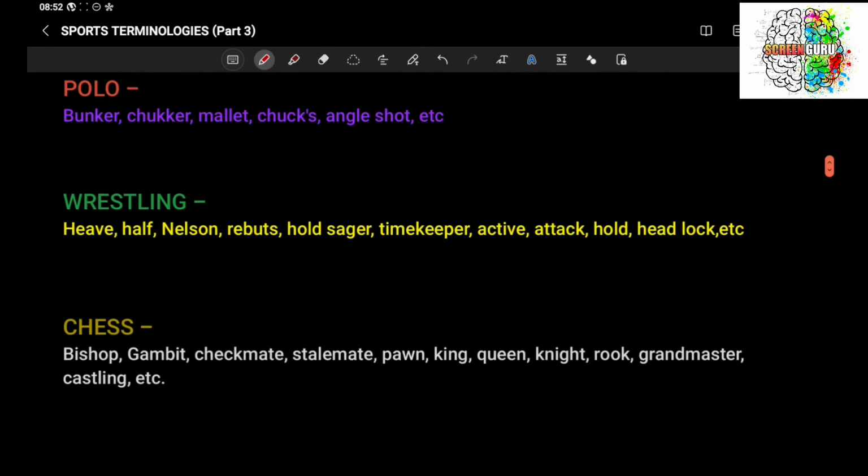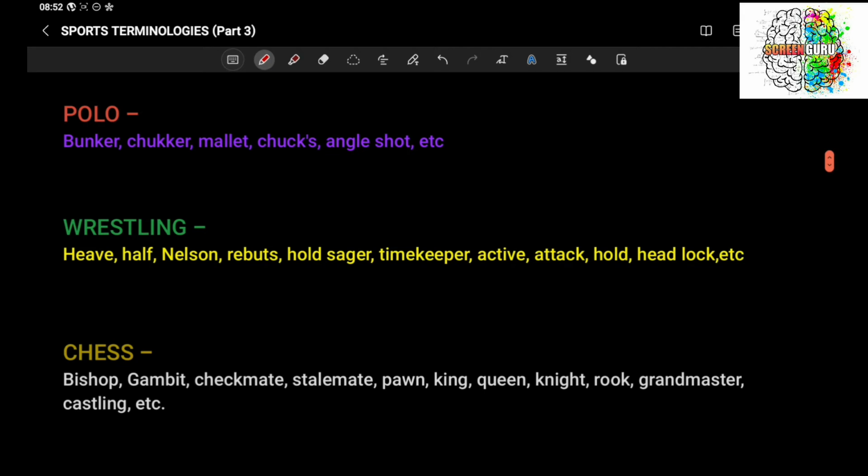Moving ahead, we have the last three games with us. The first is polo. So let's start with it. This game has very unique terminologies, I can say. Bunker. Now this you might relate to the army bunker. Then we have chukka, mallet, chucks, angel shot, etc. This game has very particular unique words, so please remember them: bunker, chukka, mallet, chucks, angel shot. This is related to the polo game.